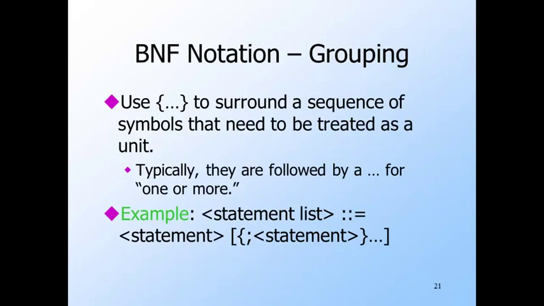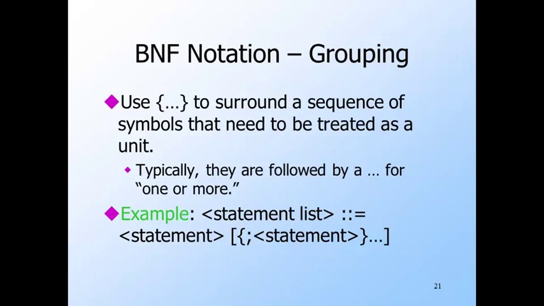Curly braces are used in BNF for grouping several different elements. You need this, for example, if you want to have a repeating group of elements in a ... or one or more construct. For example, it is common in programming languages to allow a statement list to be one or more statements. The statements are separated by semicolons, so there is one fewer semicolon than statements.